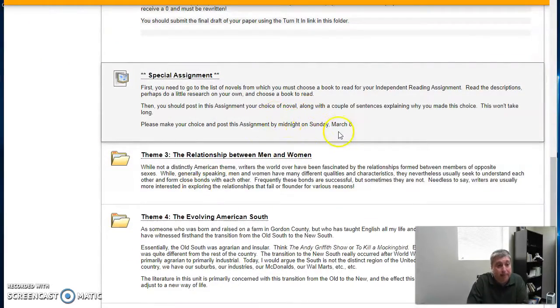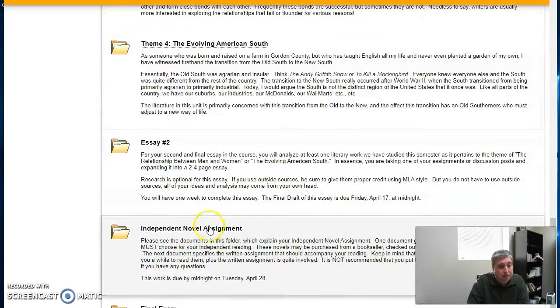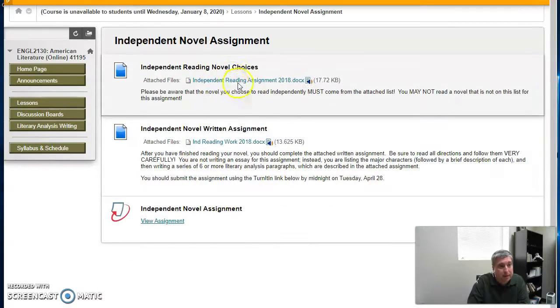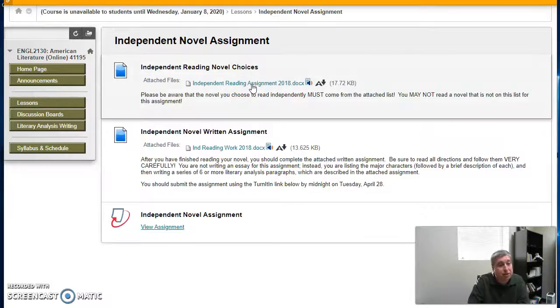By this point, by Sunday, March 8th, you need to have looked over the list of novels. Here are your choices, and you must choose a novel that's on the list. You can't choose anything else. It has to be on the list. I've clicked on it, but I'm not going to show it to you. You can look at it on your own.